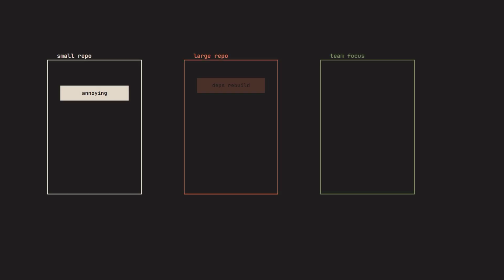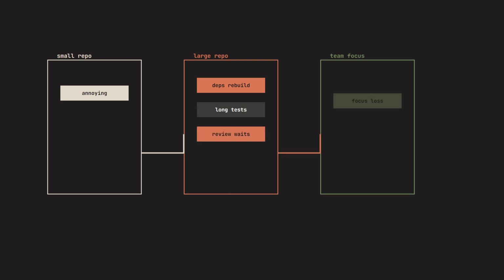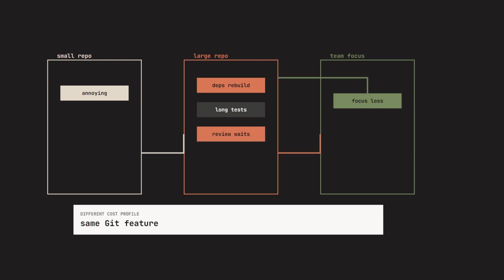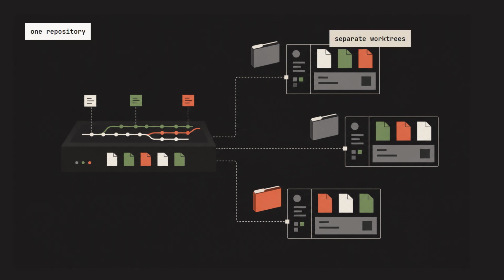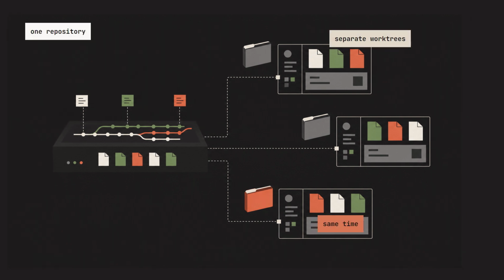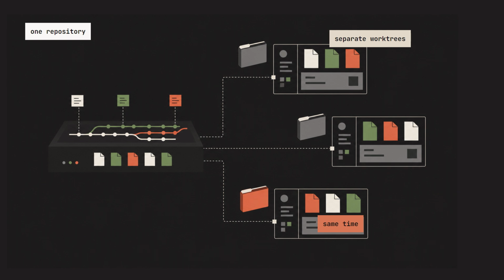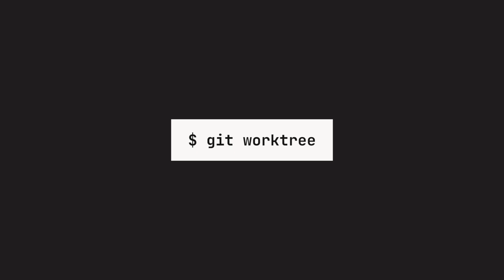In a small repository, those costs are annoying. In a large repository with long test runs or heavy local environments, they become part of the way the team loses focus. Worktrees were added to Git so one repository could support multiple checked out working trees at the same time. The official command is git worktree.